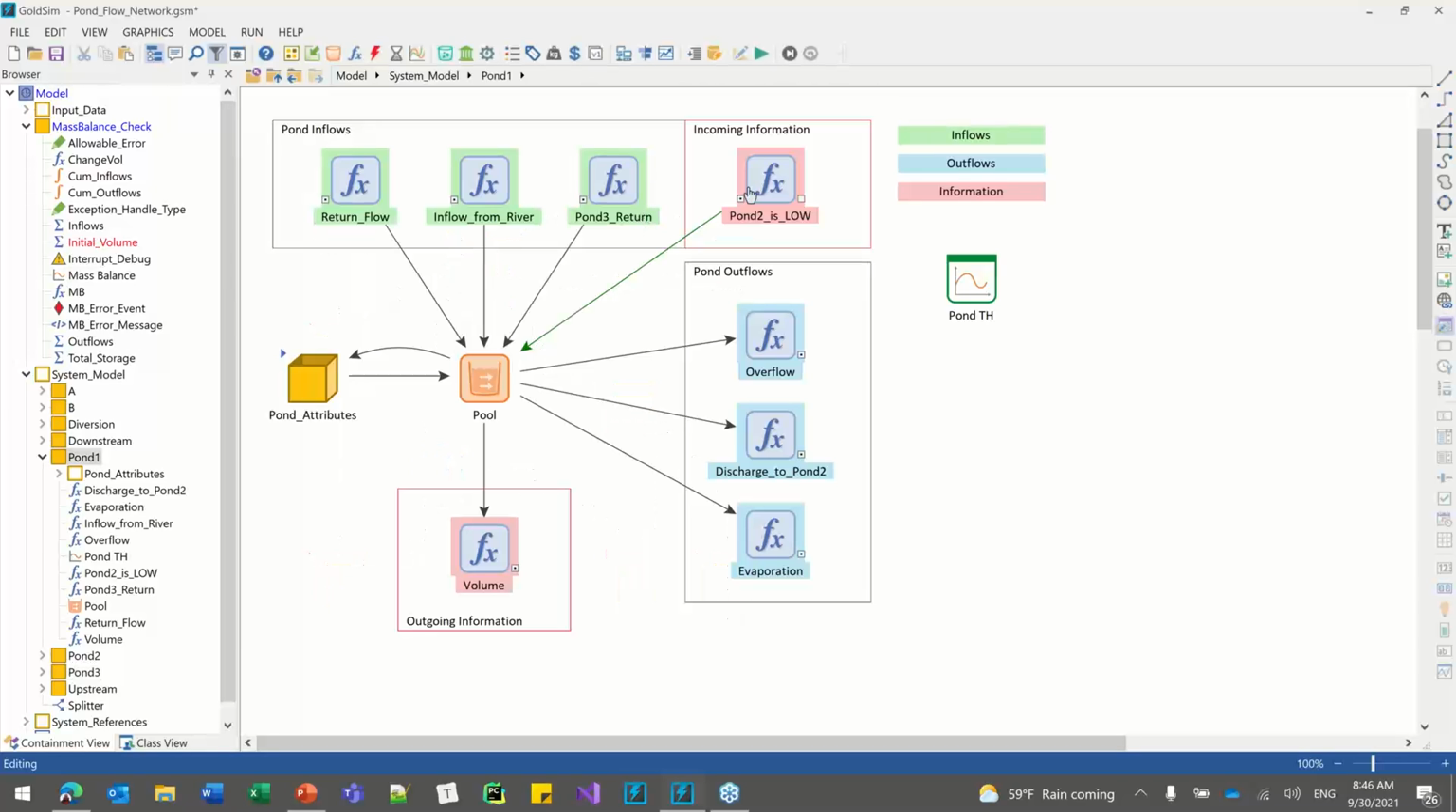If I go back into this pond, we have this incoming information that says pond 2 is low. That's the other pond, right? It's just telling us that it's run low. Well, I could refer directly to that other pond to get this information, because that's where it's at. That's where we find out if it's low or not, in that other pond.